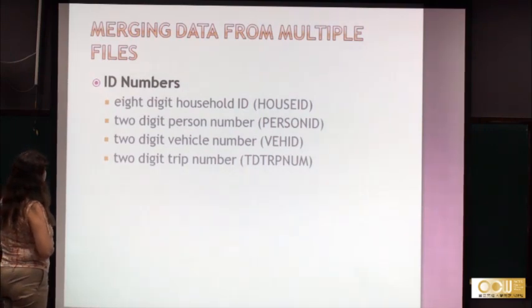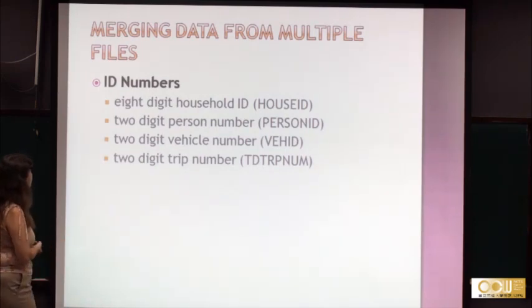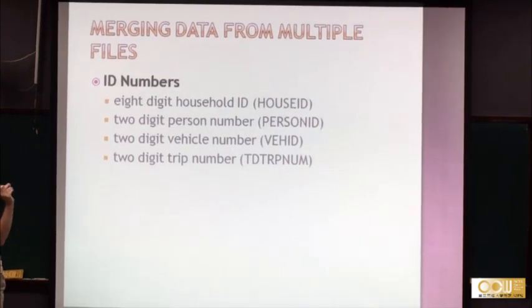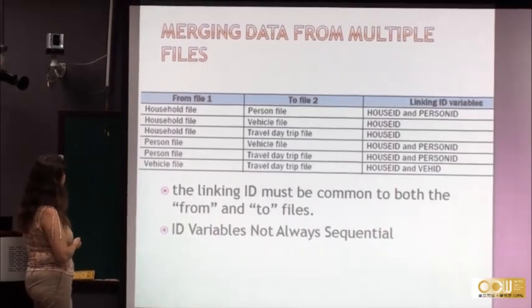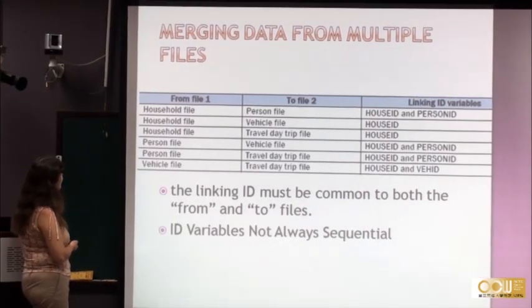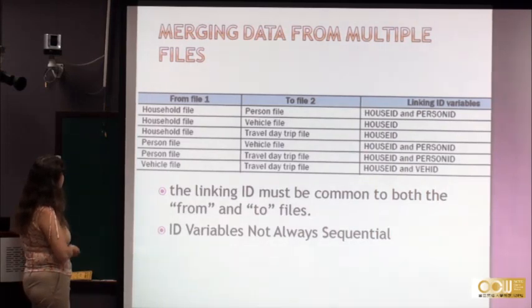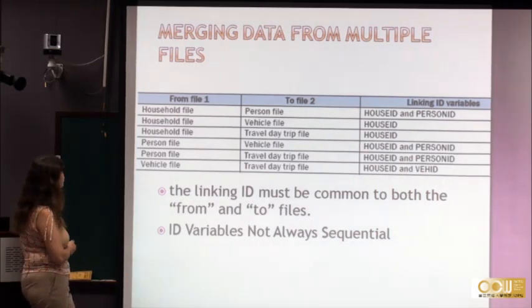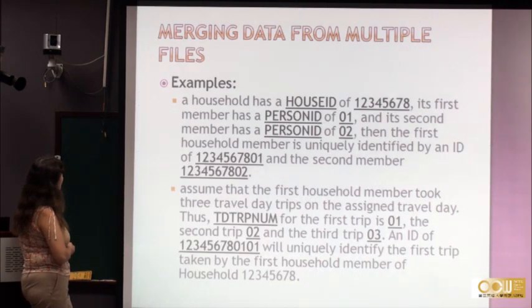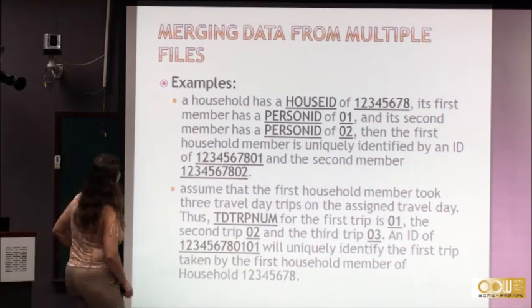The ID numbers are 8 digits for the household, 2 digits for the person number, 2 digits for the vehicle numbers, and 2 digits for the trip numbers. So you need to know how many digits for the identification. These are the linkages, how you can link the different files with the key variables. All right, so you see how it is organized.